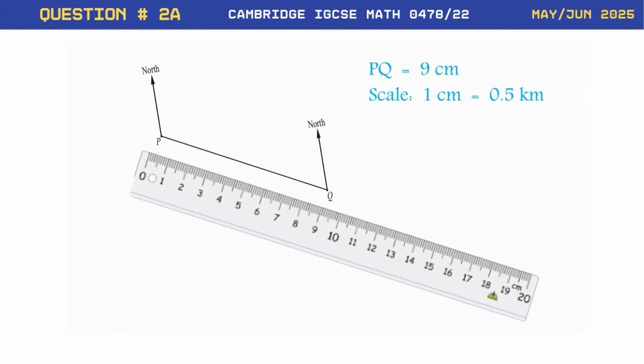Now, to convert the measured distance in centimetres to kilometres as per the scale, we shall multiply it with the scale factor. So 9 multiplied by 0.5 results in 4.5. So our answer is 4.5 kilometres. Great! We have solved the question.